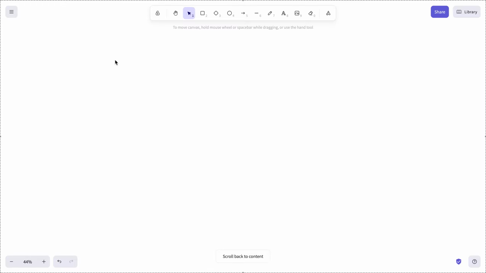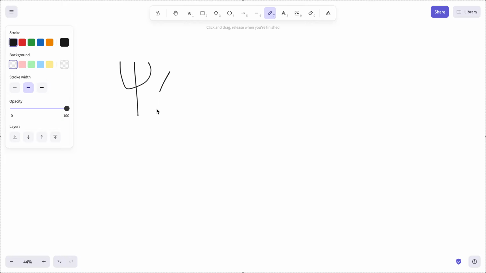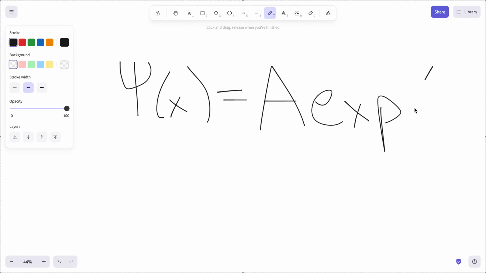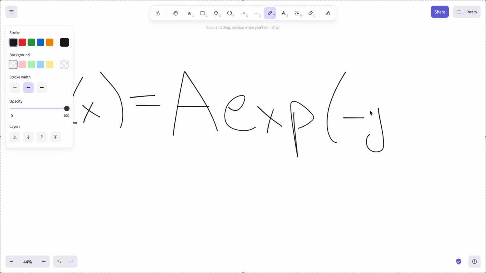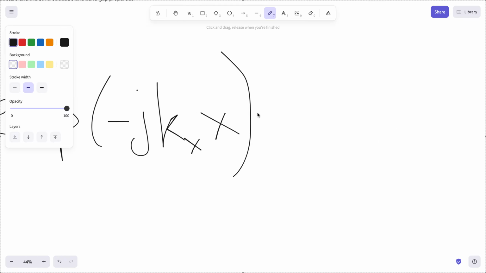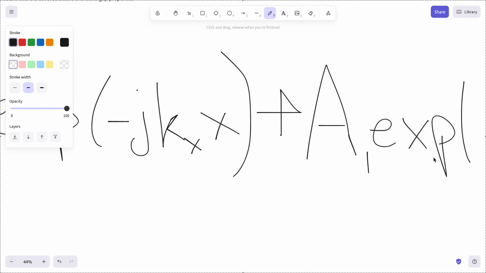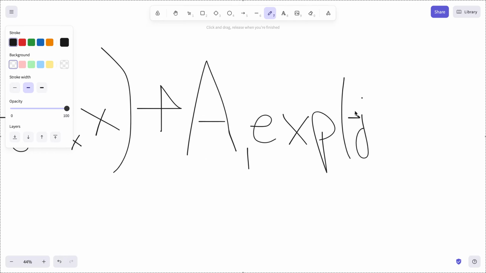Let's start with the idea. Electrons, we think of them as particles, but they can also be thought of as waves. And as waves, they have a wave function that describes them, which just uses Euler's formula: A times the exponential of minus j k sub x, plus some other constant, k sub 1, times the exponential of positive j k sub x.